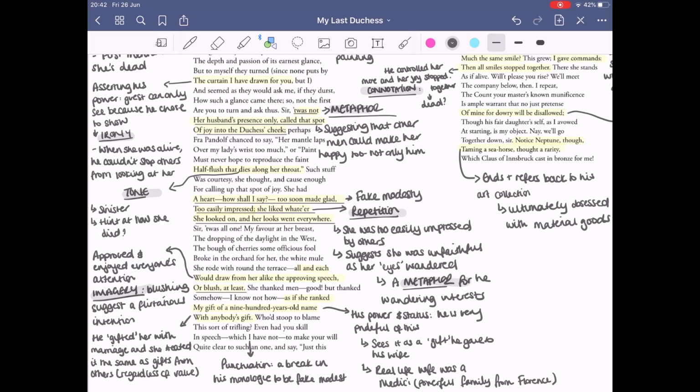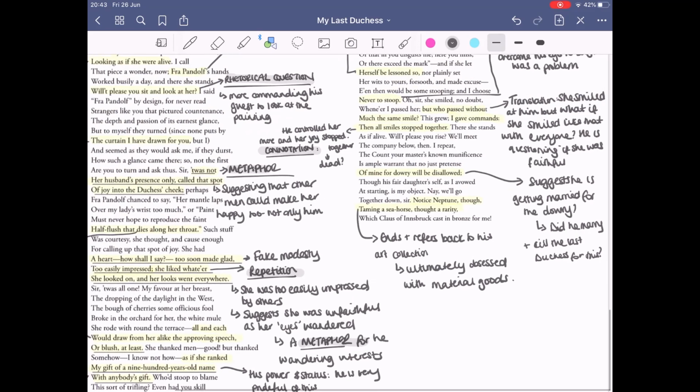His jealousy is also shown again with "my gift of a nine-hundred-years-old name with anybody's gift." So the gift that he's referring to, the one that he gave, was the gift of marriage, the fact that after she married him, she received his name. However, we know he's quite prideful of it, and we know to him his status is very important. But he's jealous because he's saying that she regarded it with the same level of care as she would have with anybody else's gift. So he's jealous and insecure that she didn't regard it in the same way. She may not have been as grateful.